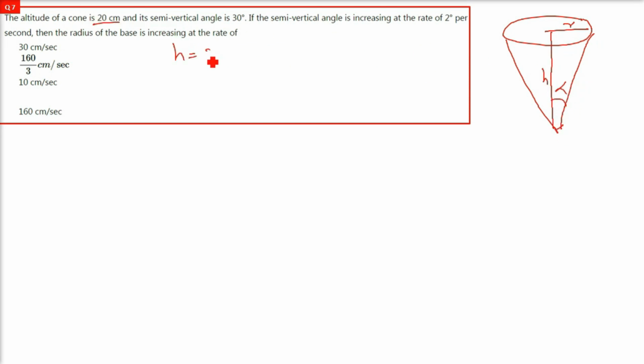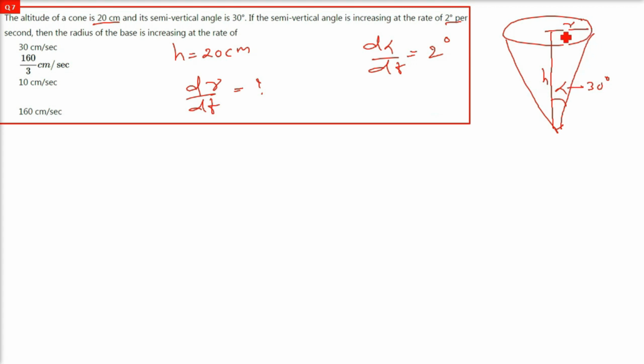Altitude is fixed. Height is 20 centimeters. Semi-vertical angle is 30 degrees. So the semi-vertical angle is changing and the radius is changing, but the height is not changing. Please remember, height will remain the same. So d alpha by dt is 2 degree per second, and the radius of the base is increasing at the rate of, so dr by dt has to be found.